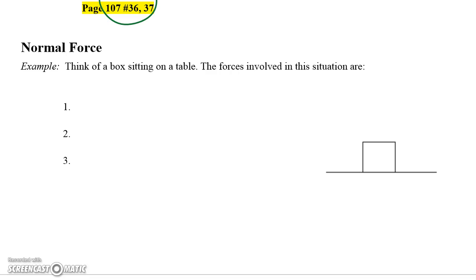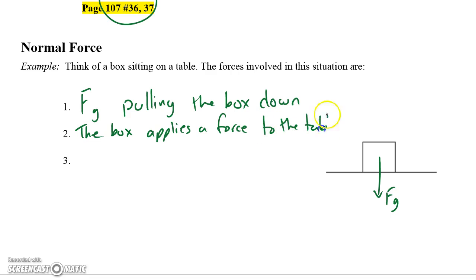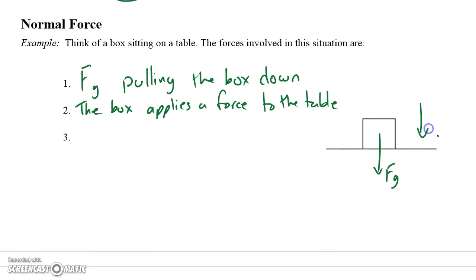It's just sitting on a table. The forces that are involved include Fg pulling the box down. Another force that is going on here is that the box applies a force to the table. That's just because, if you think about it, the heavy box is putting a force on the table. So we get a force on the table.